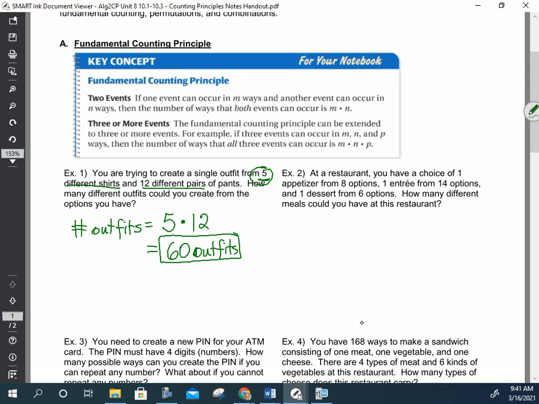All right, so example 2. You're at a restaurant. You have a choice of 1 appetizer from 8 options, 1 entree from 14 options, and 1 dessert from 6 options. How many different meals could you have at this restaurant?